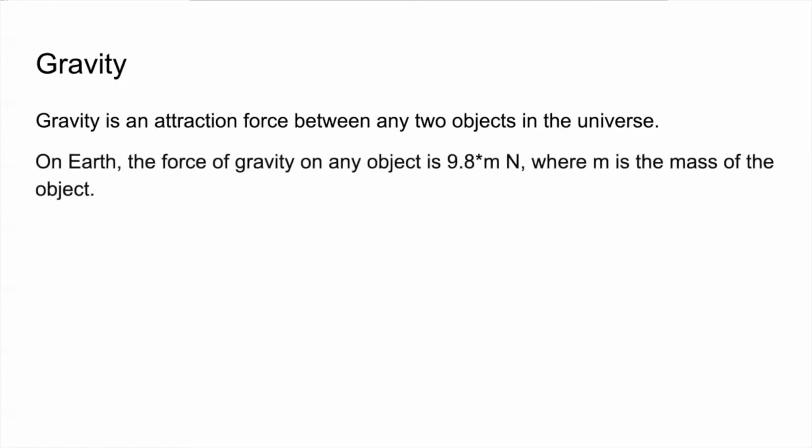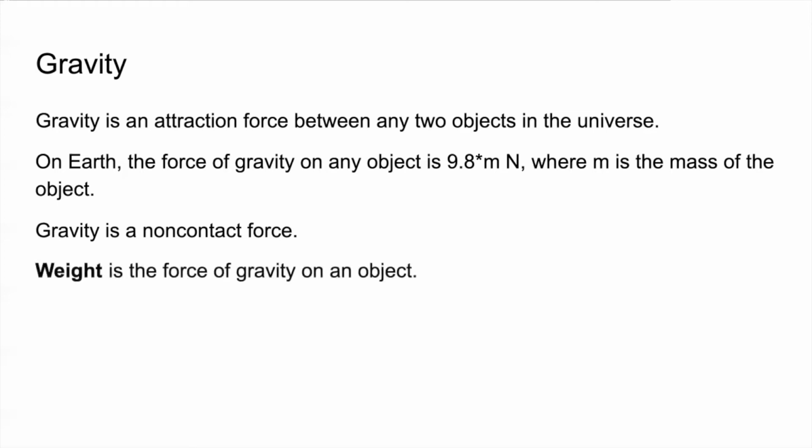On Earth, the force of gravity on any object is 9.8 times the mass of the object, in newtons, and we'll explore why this is true in a future video. And 9.8 should seem familiar. It's the acceleration due to gravity on Earth. Gravity is a non-contact force because it exists between any pair of two objects in the universe. The two objects don't have to be touching.